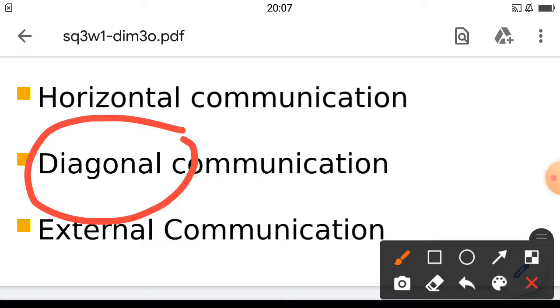So such kind of a conversation or communication is actually a diagonal communication, that is cross-functional.